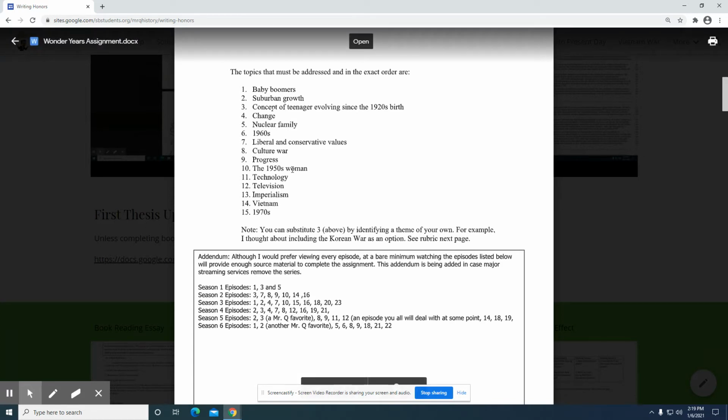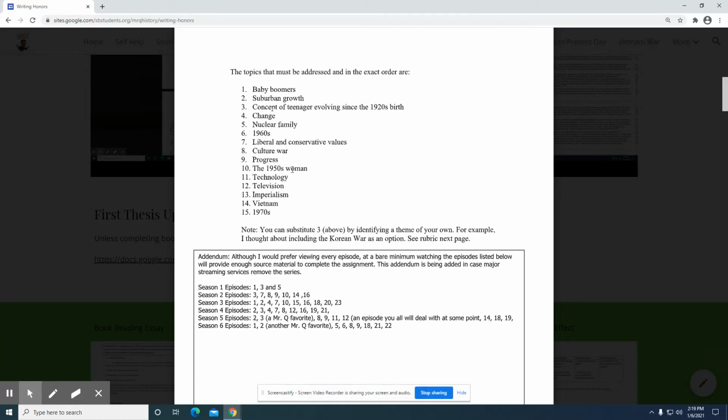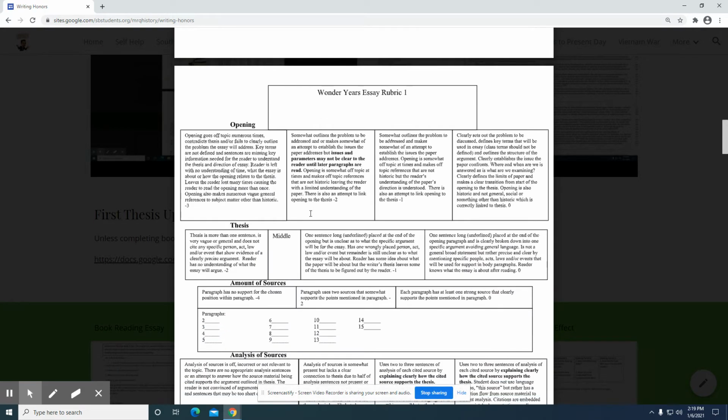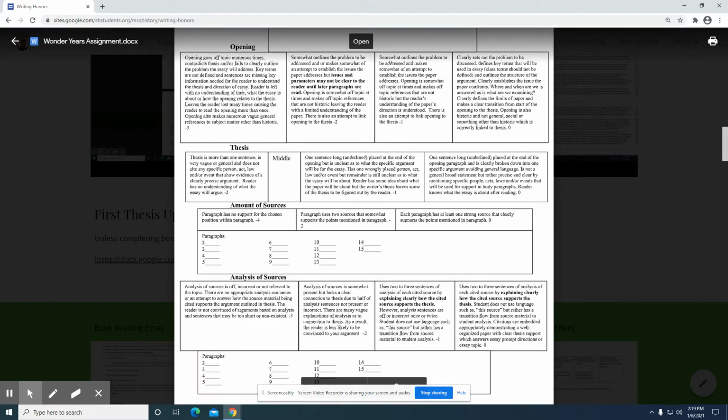So again, the expectation in the episode is that you're going to tell us what happened, but then you need to make some historic connections. So let's take a look at the rubric here. It looks like we're going to need your opening. We are going to need a thesis. And here's the section with the paragraph.